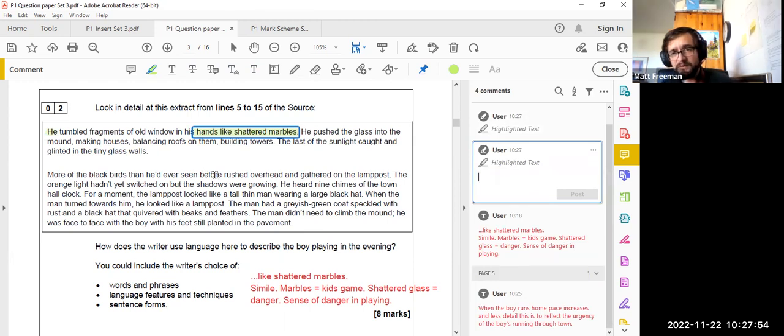I'm looking at that and I'm thinking, well, yeah, marbles is a kid's game, but broken glass is very dangerous. Maybe that's given us a hint that there's a bit of danger in this game he's playing. And again, what I'm doing is I'm drawing on what I know from the story. So the basic plot of the story is a boy is playing a game with broken bits of glass. He makes a model town.